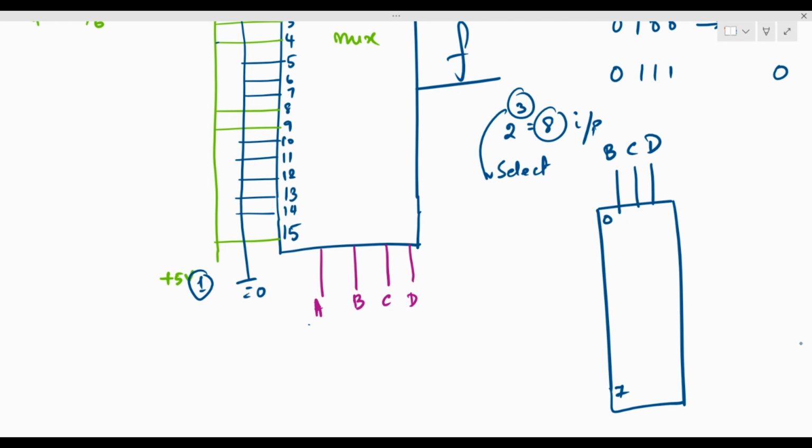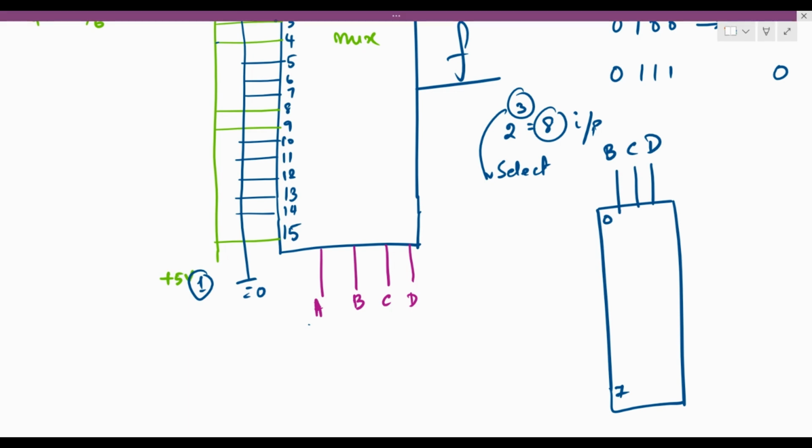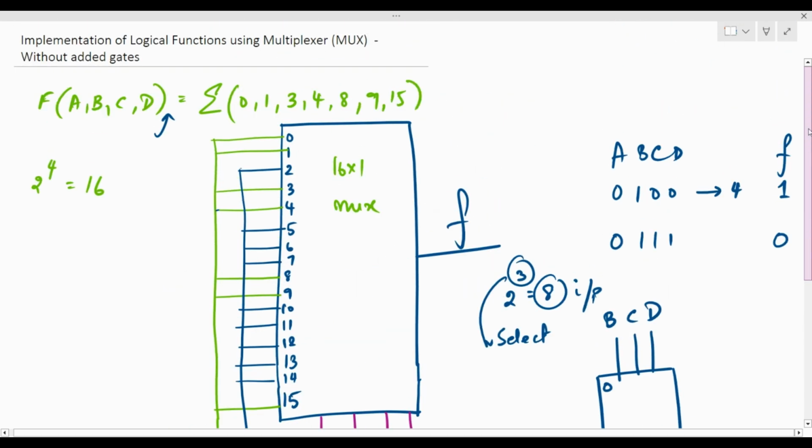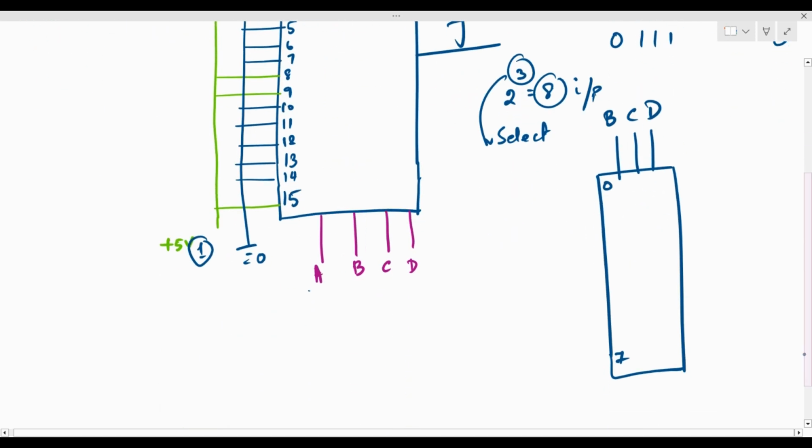Then what would happen to A? A will be involved in these inputs I0 to I7. So apart from these I0 to I7 being connected to plus 5 volts and ground, they may be connected to the input A also, or the inverted version of input, that is A dash, would be connected to any one of these inputs in such a manner that this particular function which we need to implement is available at the output of this 8 cross 1 mux.